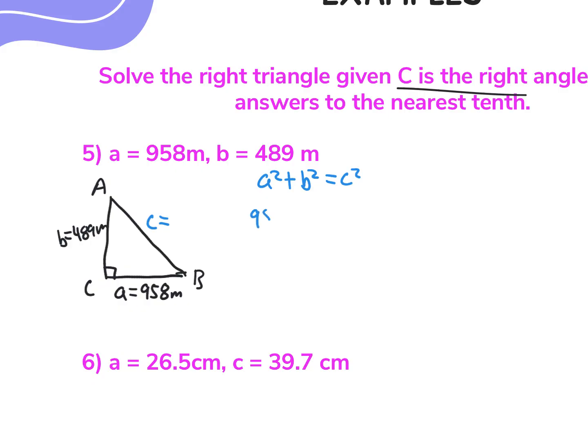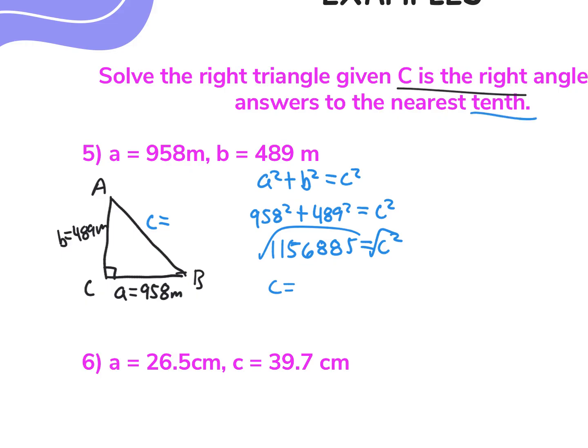All right, you're going to get pretty big numbers with this one. So 958 squared plus 489 squared equals C squared. Again, just plug this in your calculator. Should get you a pretty big number. 1,156,885 equals C squared. All right, and then we can square root both sides. And then when we square root both sides, we should get, to the nearest tenth, 1,075.6 meters.